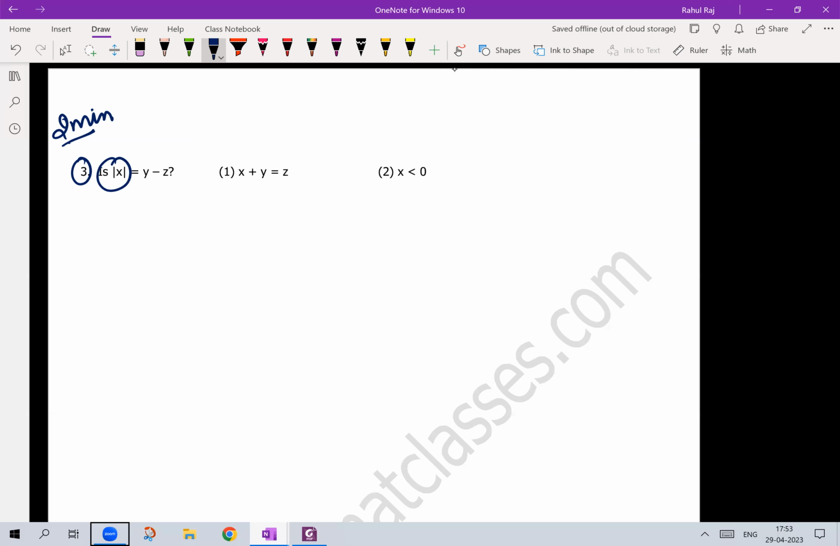Can I say this is 100% a positive element? Because mod means positive. Root, square root, mod, square. These are always positive irrespective of whatever. Can I be 100% sure that the left hand side is a positive element? Can I change my entire question to: is y minus z greater than or equal to 0? Simple logic.